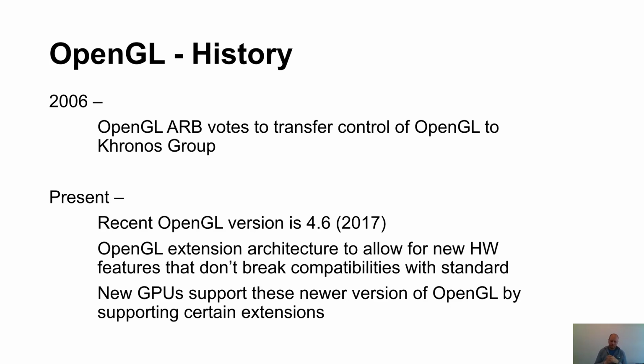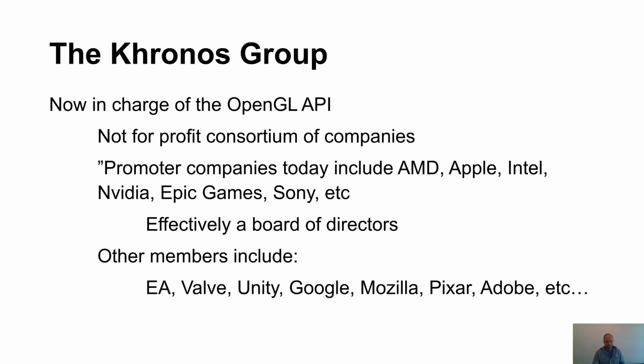To speed up to today, the recent version of OpenGL is 4.6, released back in 2017. There are different extensions to allow for new hardware features that don't break compatibility with the standards. When new GPUs come out, they'll support specific versions of the OpenGL standard based on supporting certain extensions of the standard. So that's a little bit about the history of OpenGL.